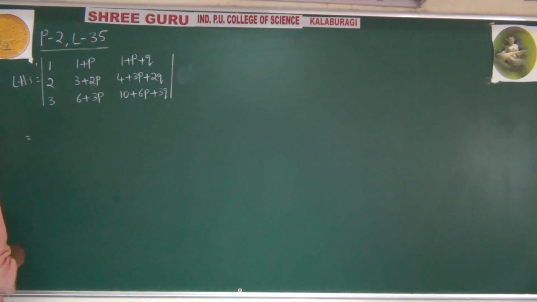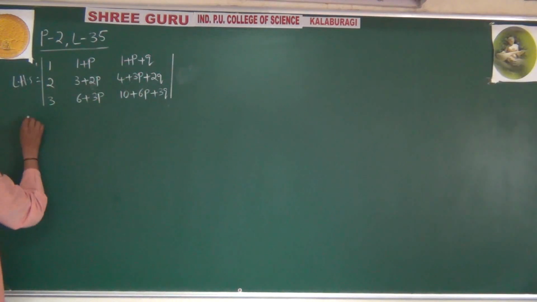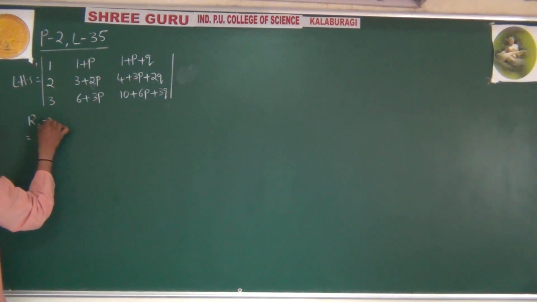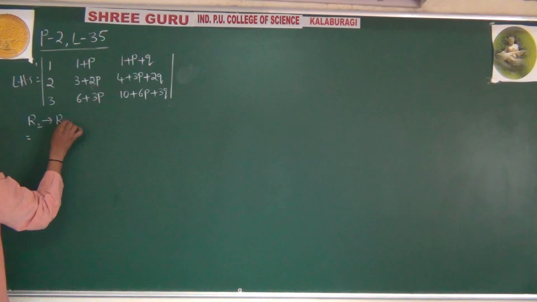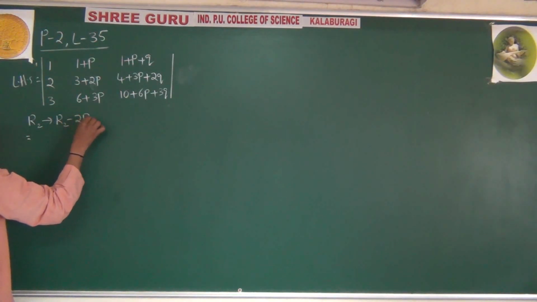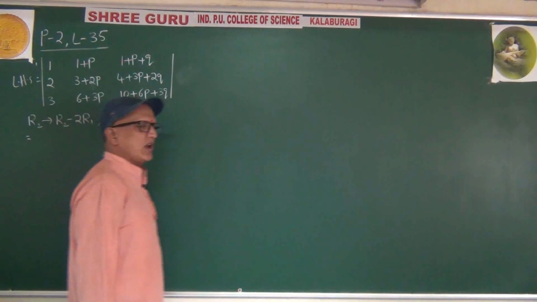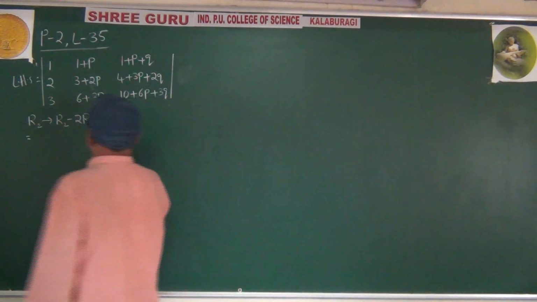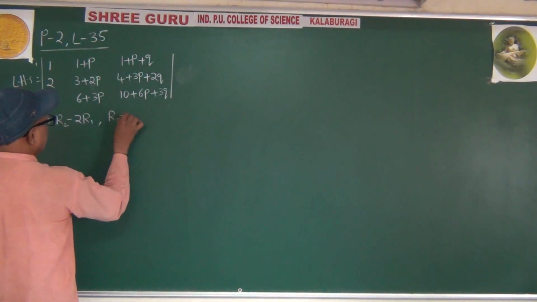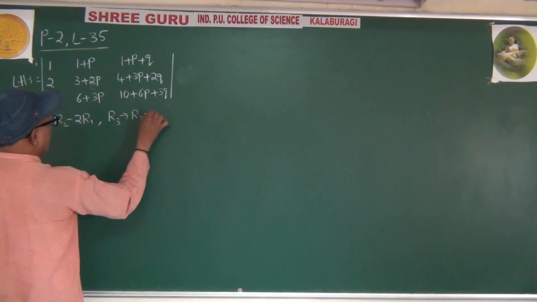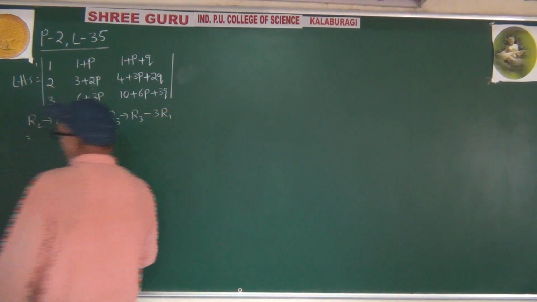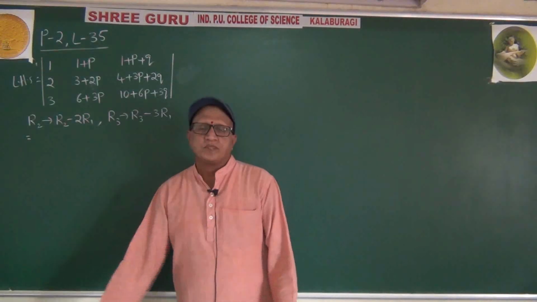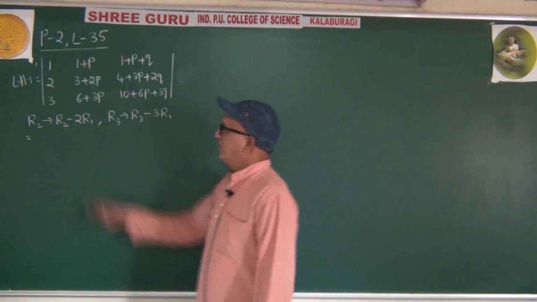LHS equals, R2 I am changing. How am I changing? R2 minus 2R1. R3 I am changing. How am I changing? R3 minus 3R1. Sir, how? From where did you get that?